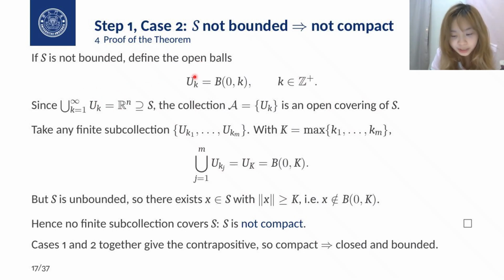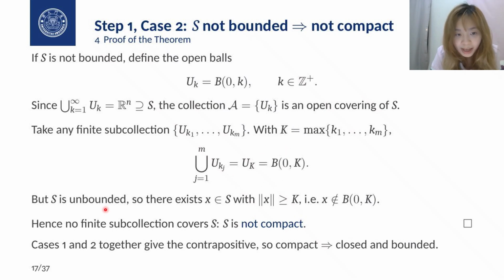Then for each positive integer k, we let U_k equal B(0, k). It is the open ball of radius k centered at the origin. And their union is of course R^n. So this covers S. Now try to cover S with finitely many of them, U_k1 through U_km. And since smaller balls sit inside bigger ones, their union is just U_k, where k is the maximum of k1 through km. And that's a ball of radius k.